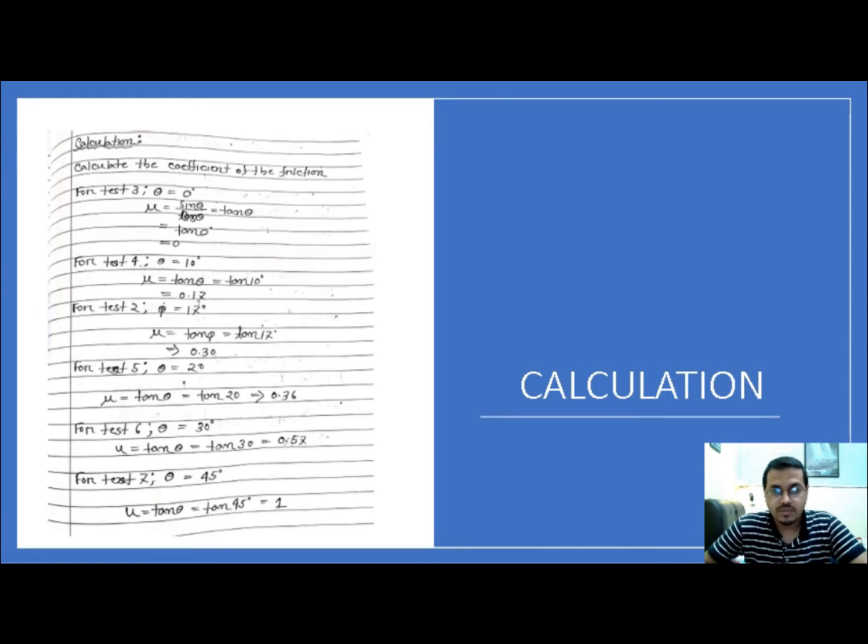So this is the formula you can see in the slide. The coefficient of friction is sine theta by cos theta, equal to tan theta. So just using theta, we can get the coefficient of friction for test 3, test 4, test 5, test 6 and test 7. This is the calculation you can see in the slide.